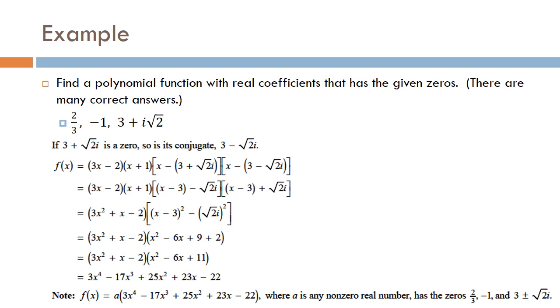Then we have x plus 1, we have x minus 3 plus the square root of 2i, and x minus 3 minus the square root of 2i. What I will probably do on this is actually let you leave those answers in that form, so you don't need to multiply them out all the time. Okay, if you did multiply it out, check through and check your work and see how you did.